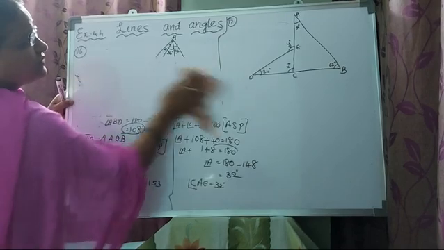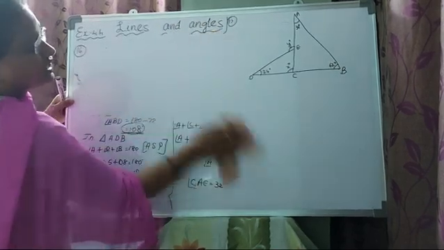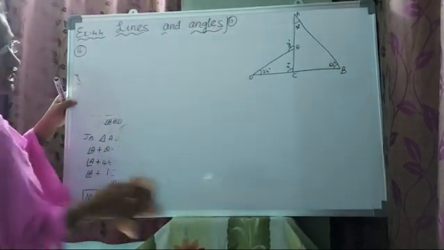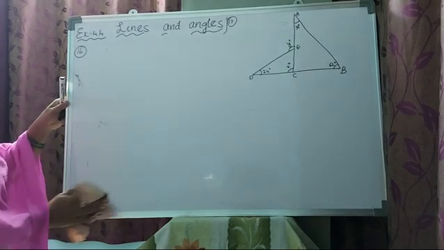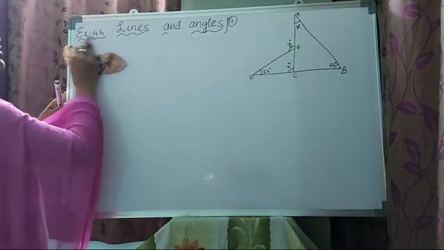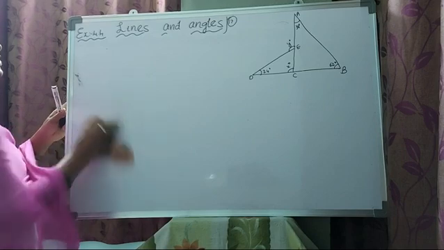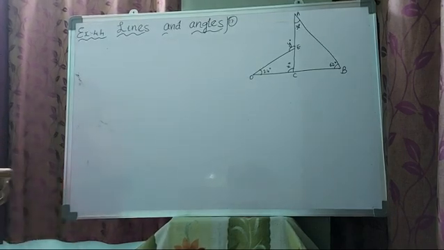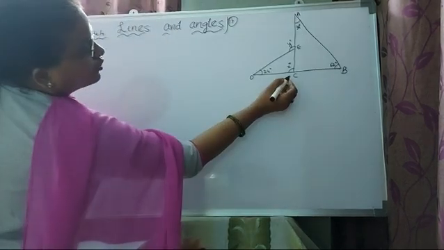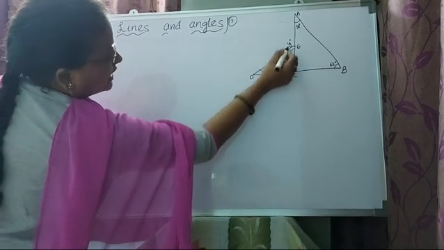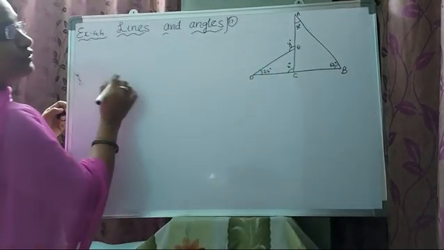Okay. Next, see the 17th figure. It's very easy if you know the property that the exterior angle is equal to the sum of the opposite interior angles. See, we have to find out angle X and angle Y. These two angles we have to find out.